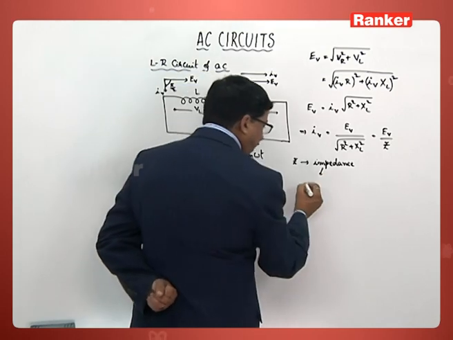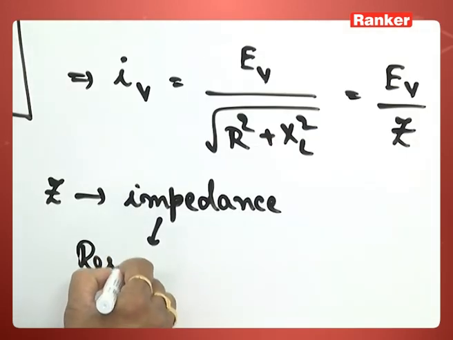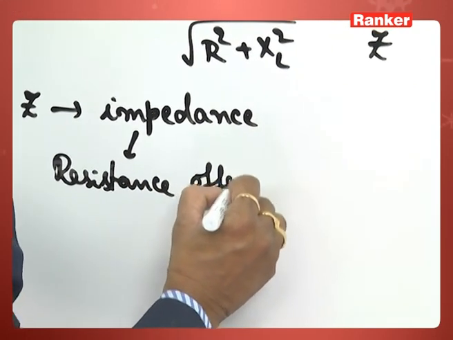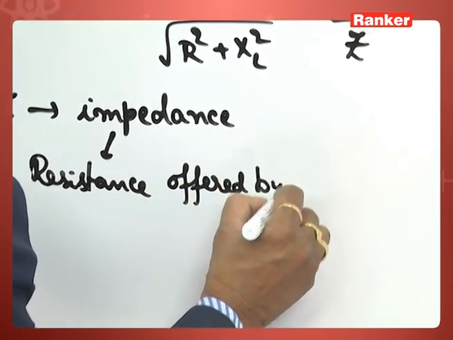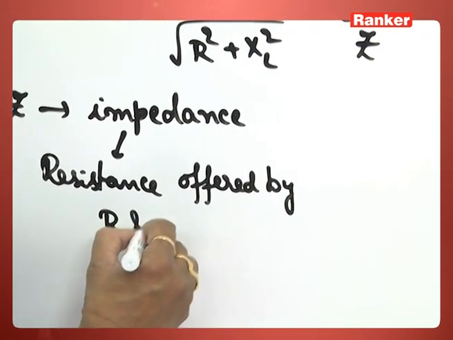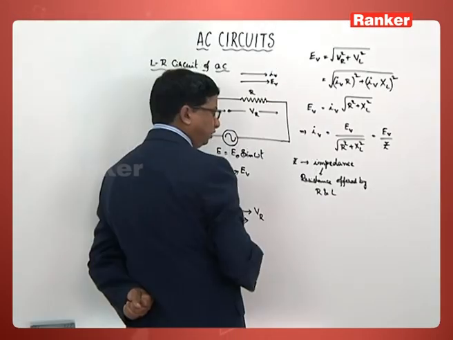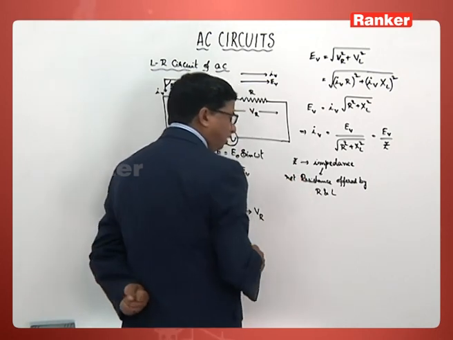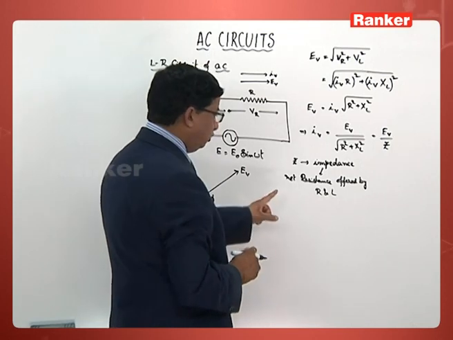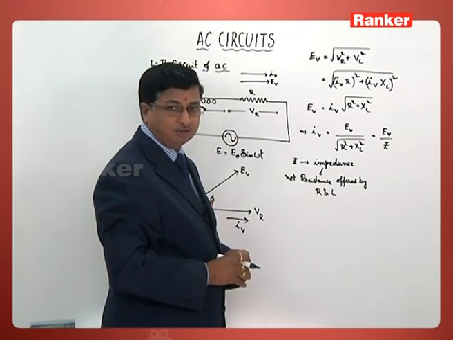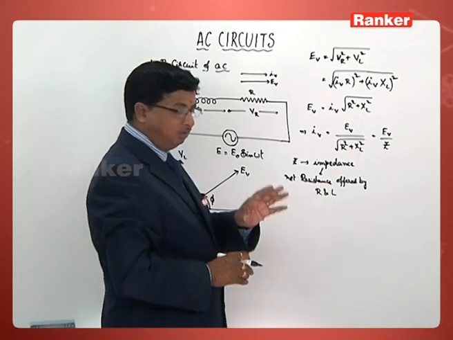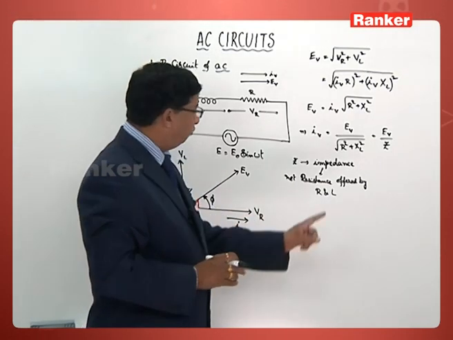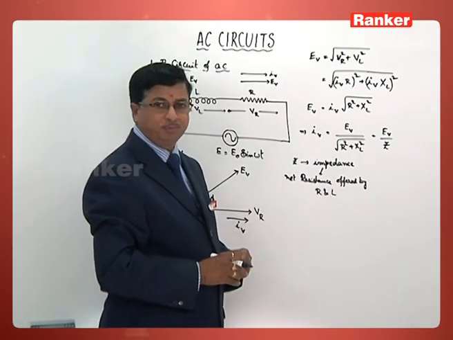What do you mean by this word impedance? Impedance is nothing other than the resistance offered by the resistor and inductor together. This is the net resistance offered by the resistor connected in the circuit and the inductor connected in the circuit. Both put together, they offer some resistance in the circuit. That only we are calling impedance.